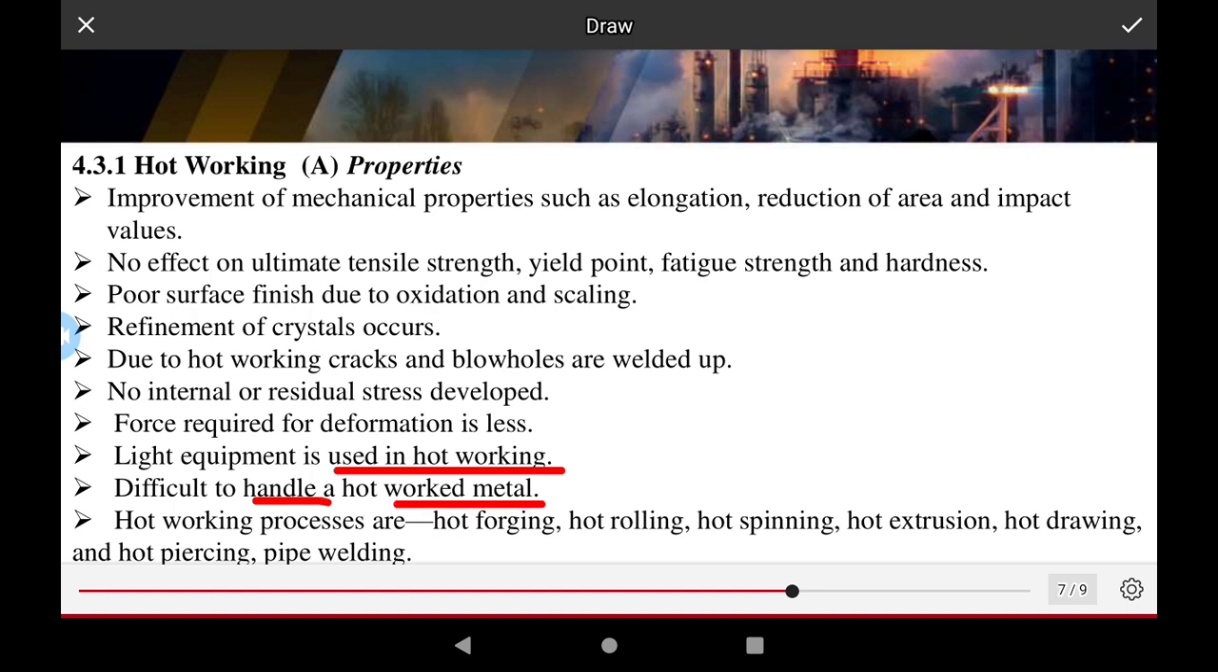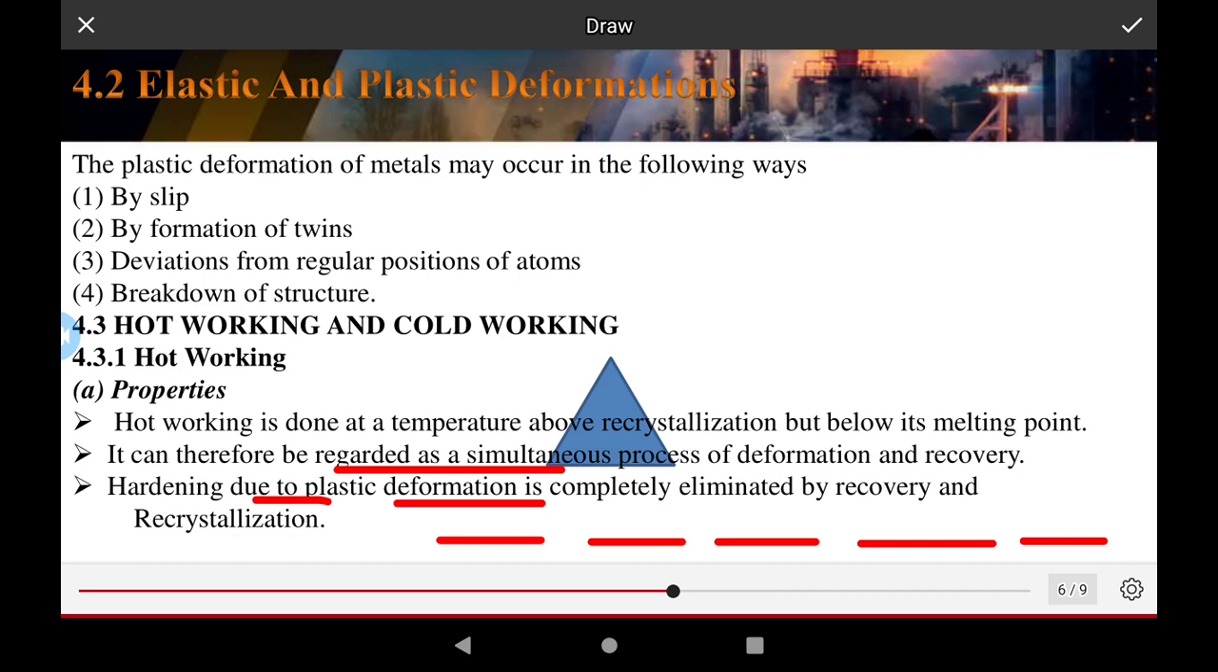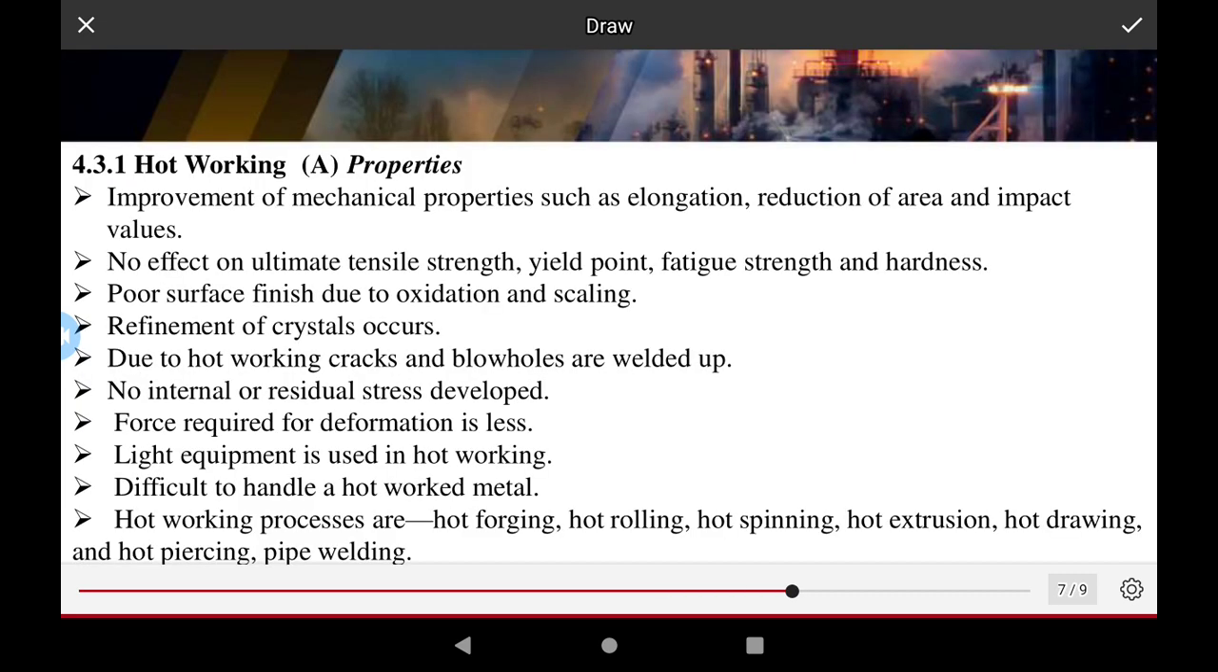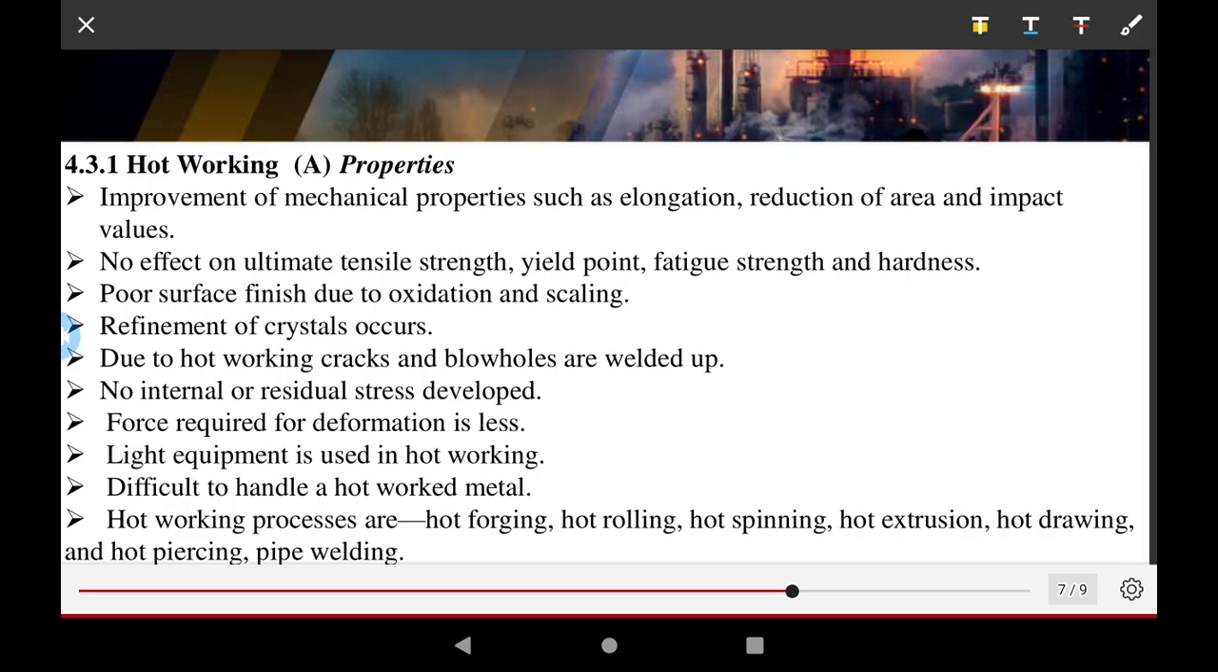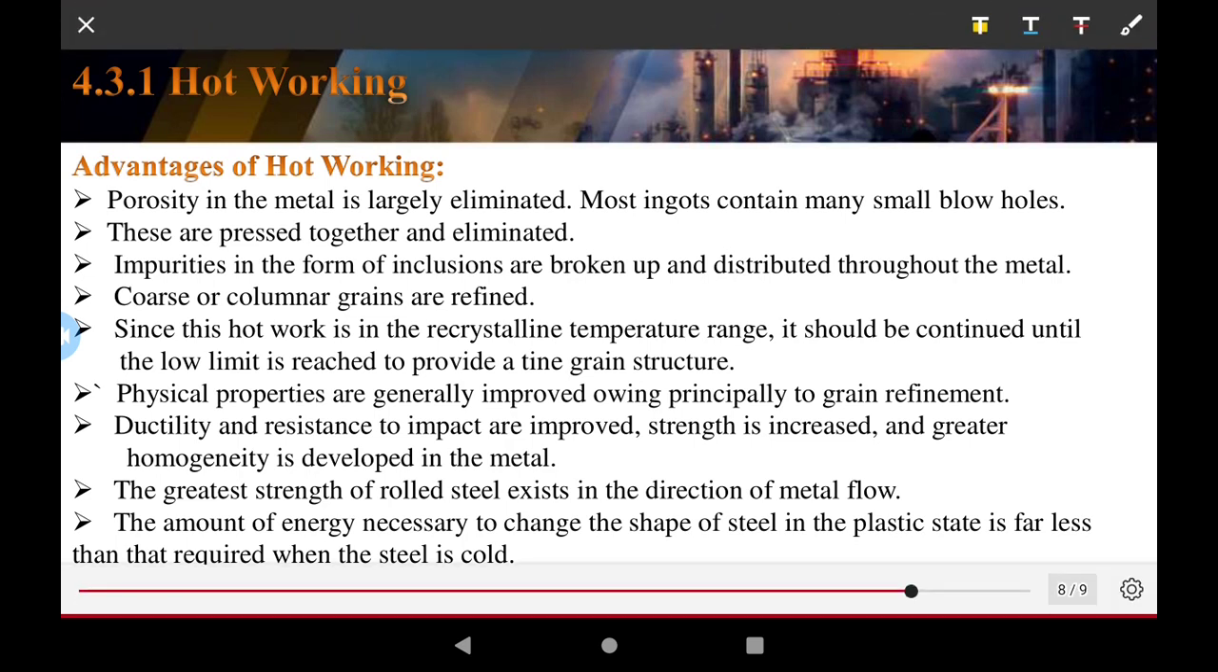Hot working processes are hot forming, hot rolling, hot spinning, hot extrusion, hot drawing, and hot piercing. Hot working process is continuous.